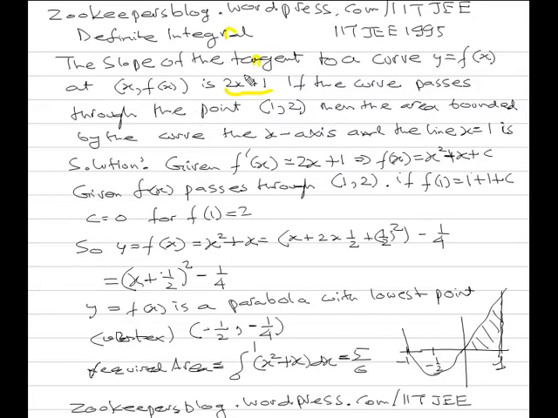So the slope of the tangent to a curve y equal to f(x) at (x, f(x)) is 2x plus 1. In simple words, it is f dash x is 2x plus 1. If the curve passes through the point (1, 2), which means f(x) passes through (1, 2), then the area bounded by the curve with the x-axis and the line x is equal to 1 is, okay.